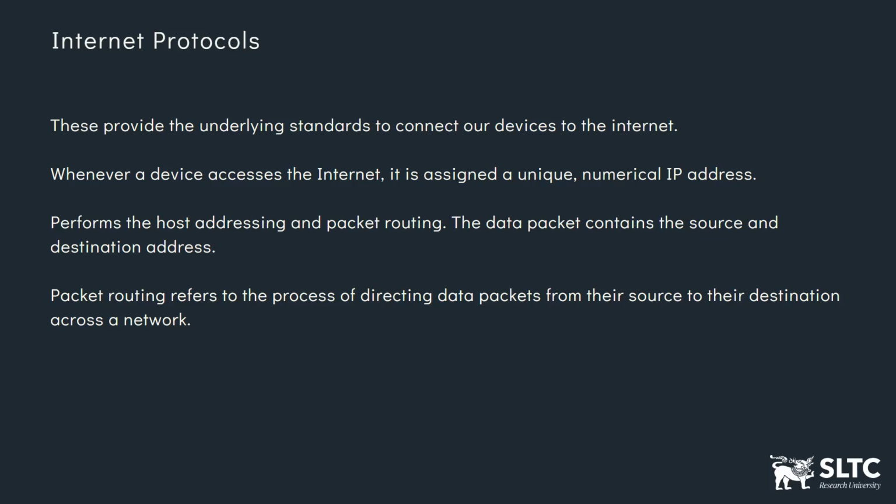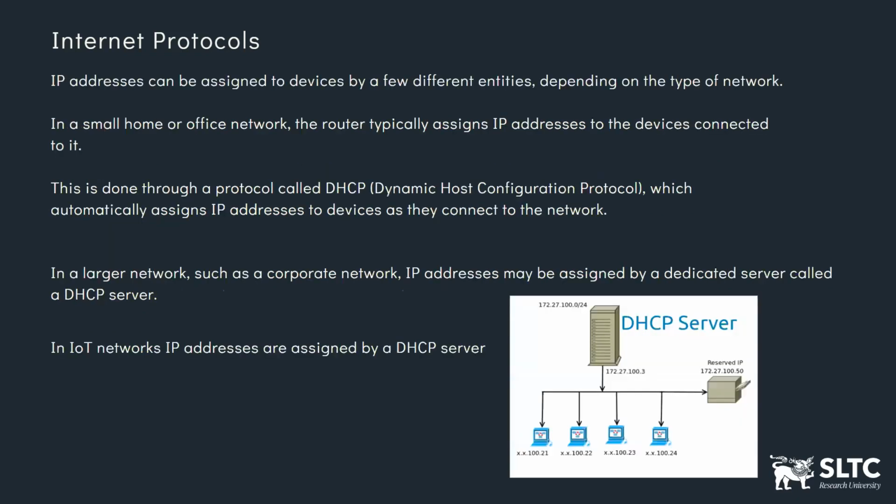The packet contains information of the source and the destination address. Based on the data given in the packet, it is easier for the TCP and UDP protocols to find the source and destination device. Packet routing refers to the process of directing the data packets from the source to the destination across the network.